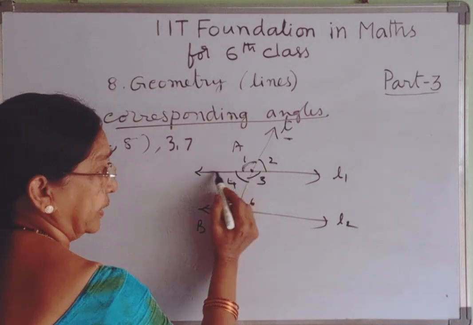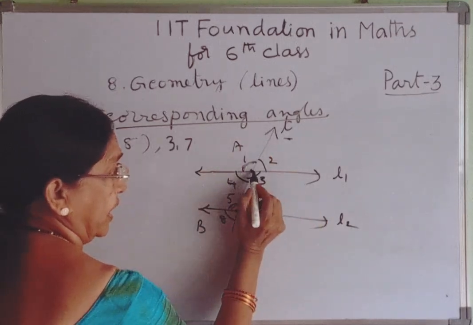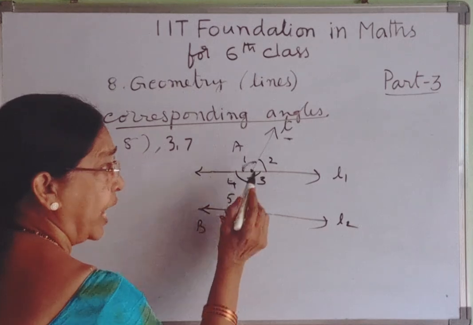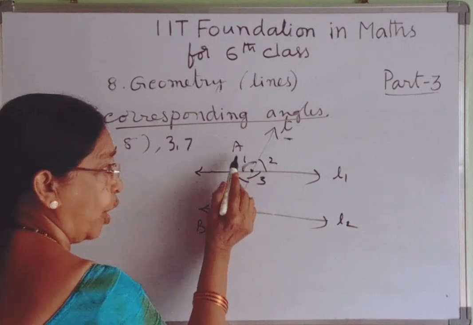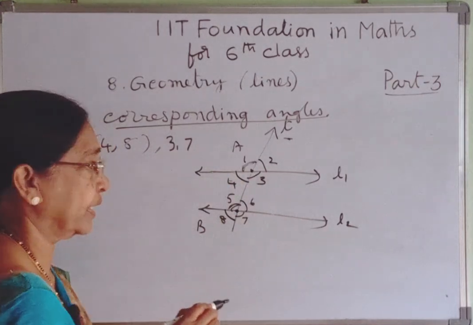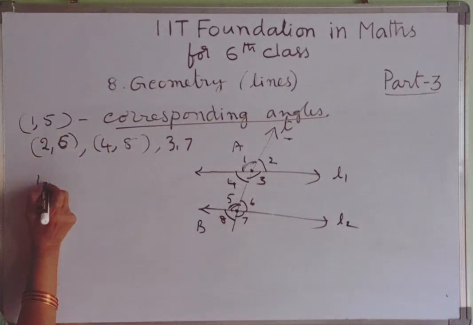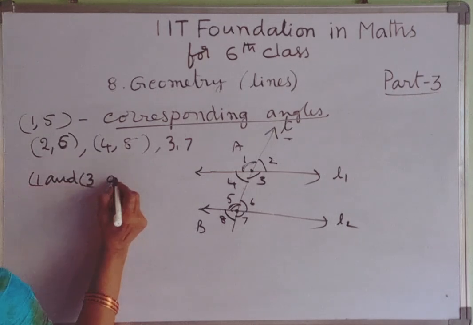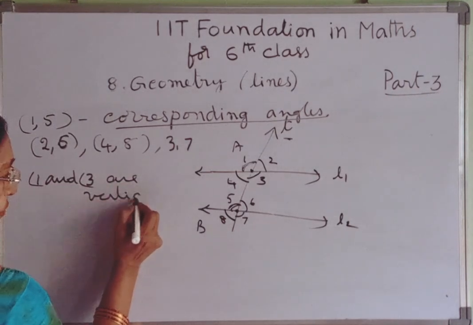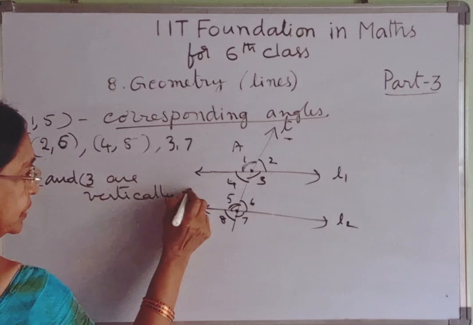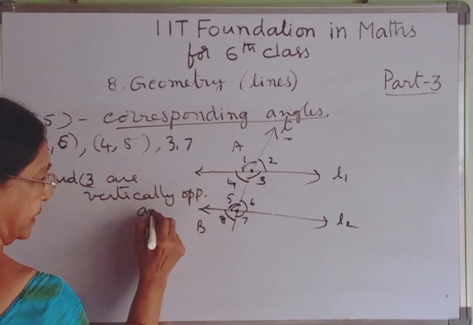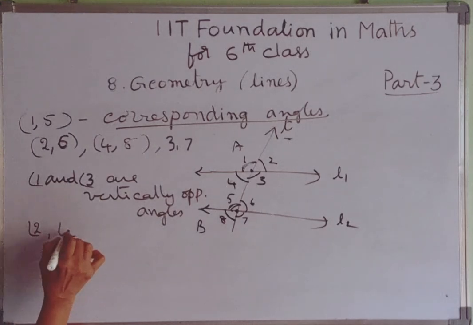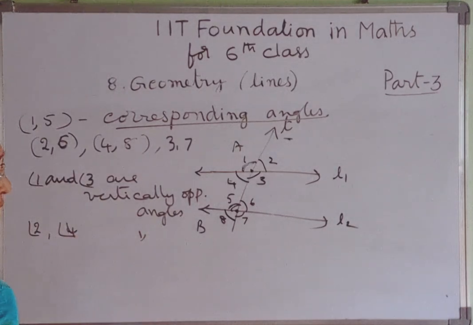Next, here the line L1 and the transversal are intersecting at point A. Therefore, 4 angles are formed, and angles 1 and 3 are opposite. They are called vertically opposite angles. Angles 1 and 3 are vertically opposite angles. Similarly, angle 2 and angle 4 are vertically opposite angles.